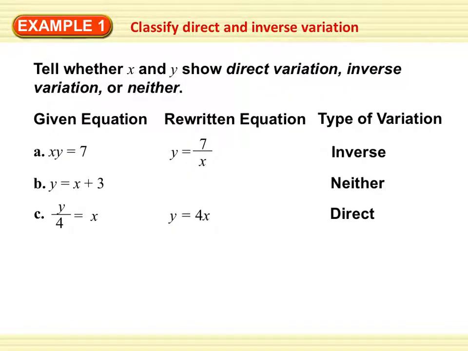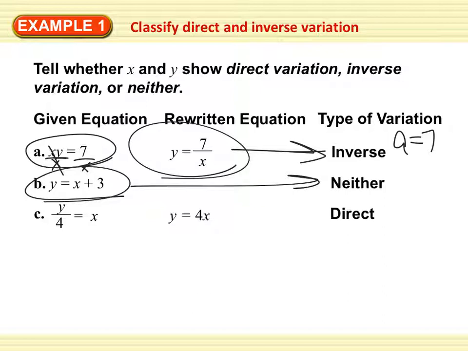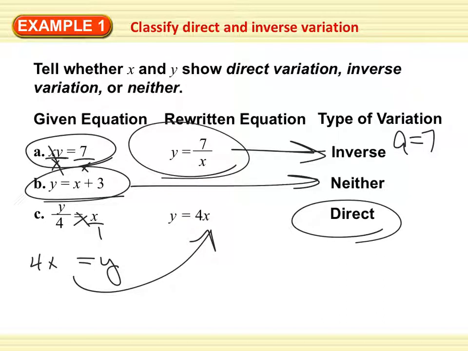Tell whether x and y show direct variation, inverse variation, or neither. Okay, these right here are like what we just learned. If I solve for y, I have to divide both sides by x, and I get y equals 7 over x. So that is inverse, where a equals 7. Here I don't have any multiplication going at all. So there I have neither. And here I have y over 4 equals x. If I cross multiplied, I get y equals 4x, which is in fact the direct variation that we have just completed.